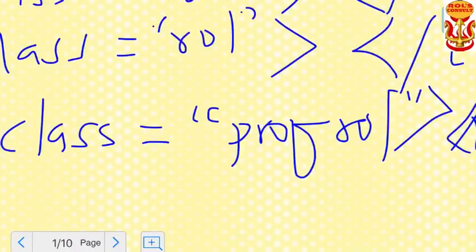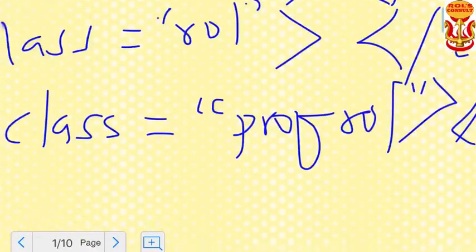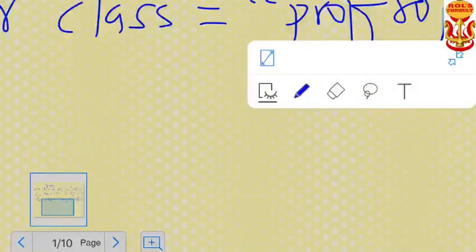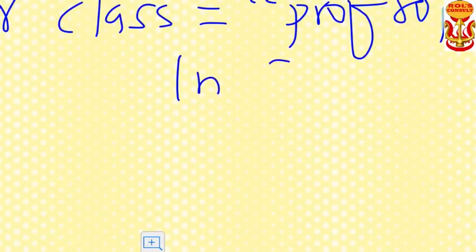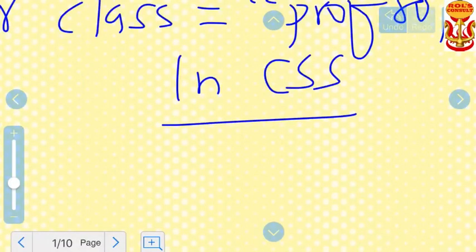Now, what do we mean by substring selector or substring matching selector? Let's move on for a better understanding. That's why we are here. So now we are inside of our CSS file. In CSS, how do I access this?